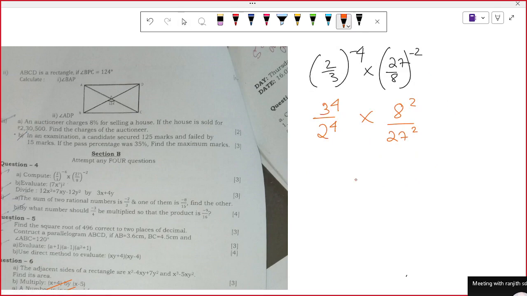The main thing is calculation part. Whenever you have values like 27, don't multiply 27 into 27. Just write 27 into 27. Don't multiply this. And 8 square, just write as it is.